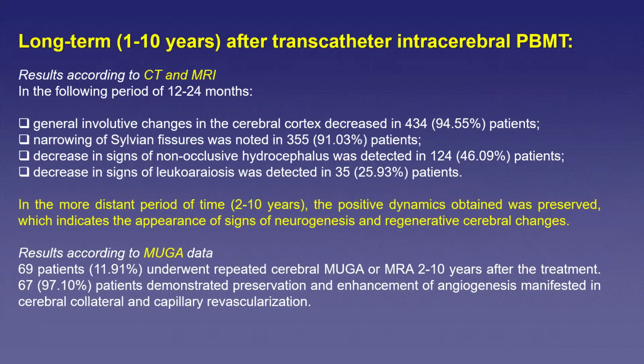Now we show results of the long-term effect, 1 to 10 years after PBMT. According to CT and MRI, in the following period of 12 to 24 months, there was a general involutive changes in the cerebral cortex decrease in 94.5% of patients. There was narrowing of sylvian fissures, and it was noted in 91% of patients. There was decrease in signs of non-occlusive hydrocephalus, and it was detected in 46% of patients.